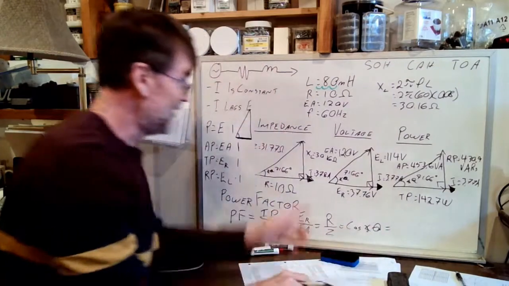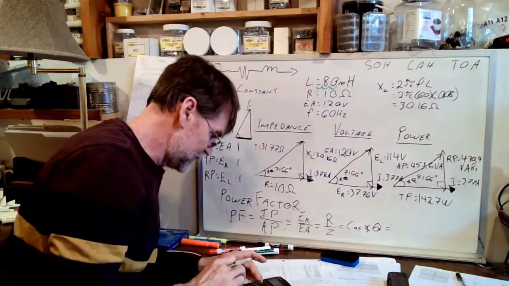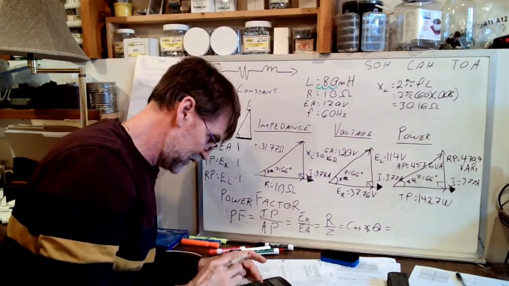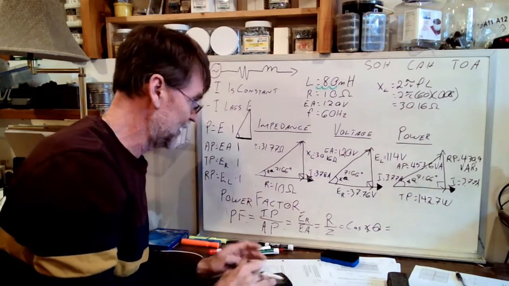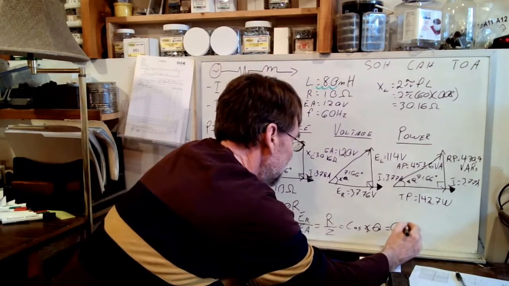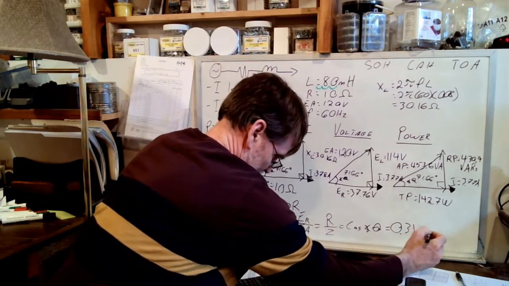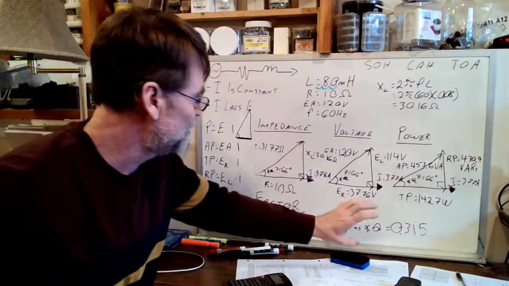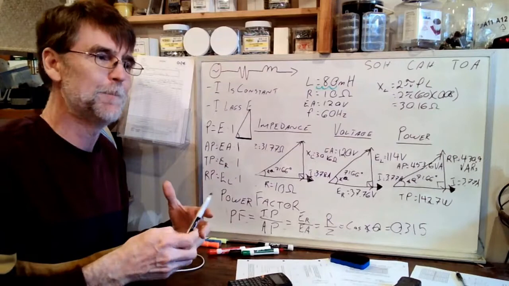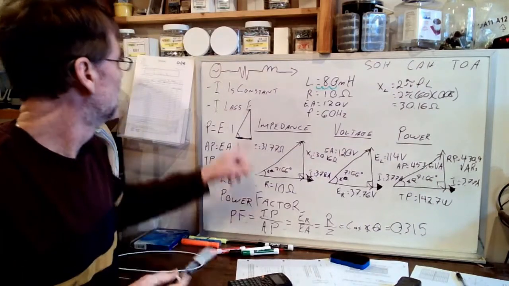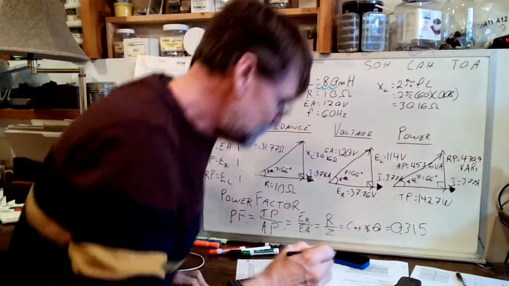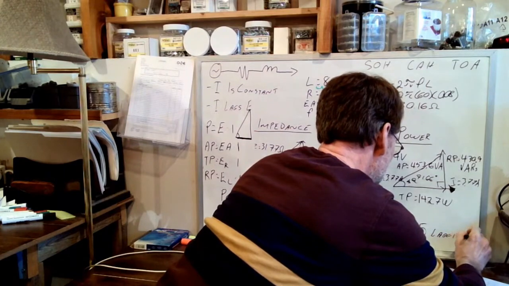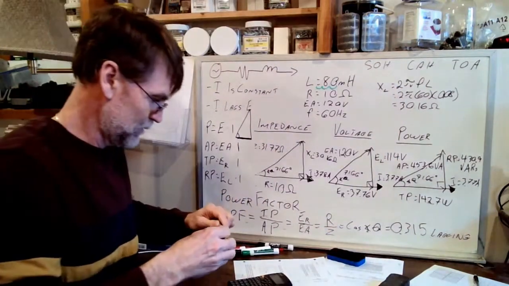What is that number? In this circuit, it is 142.7 watts divided by 453.6 volt amps, and we get a power factor of 0.31. Let's carry one more decimal place now, 0.315. And finally, there's no units on this, but we do want to address it a little bit more specifically. Because I lags E, we say that it is a lagging power factor.